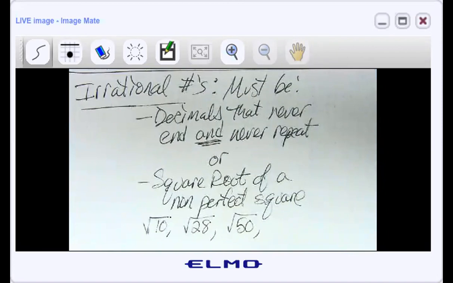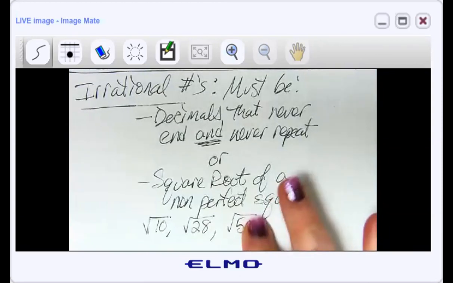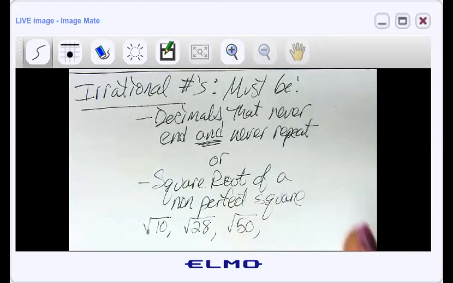All right. So does anybody have any questions with the numbers? That's pretty much it. So it's either got to be rational or irrational.